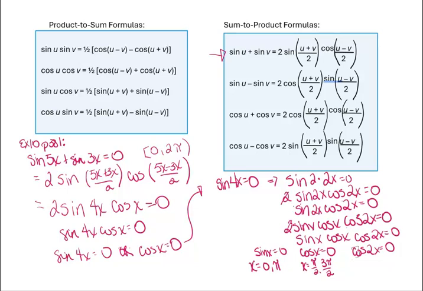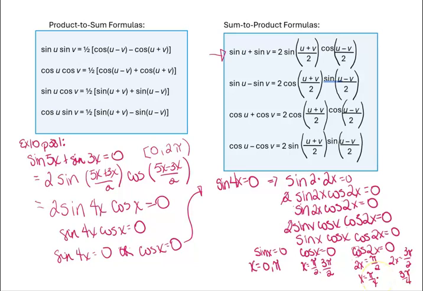cosine is 0, again, when 2x equals pi over 2, or 2x equals 3 pi over 2. But when I divide both of those sides by 2, then I'm going to get x equals pi over 4, and x equals 3 pi over 4.